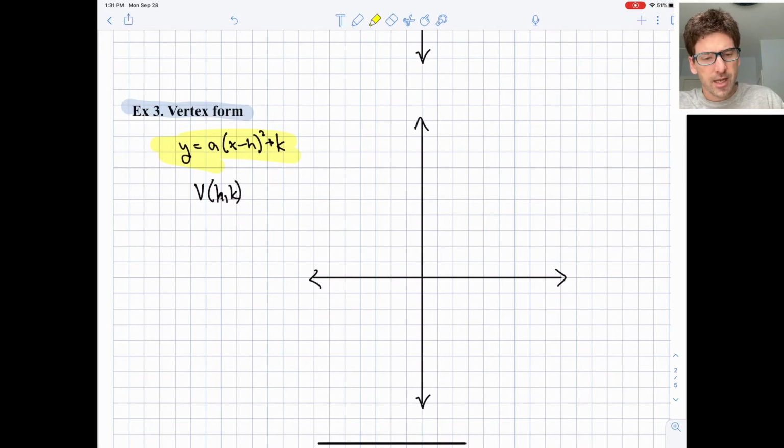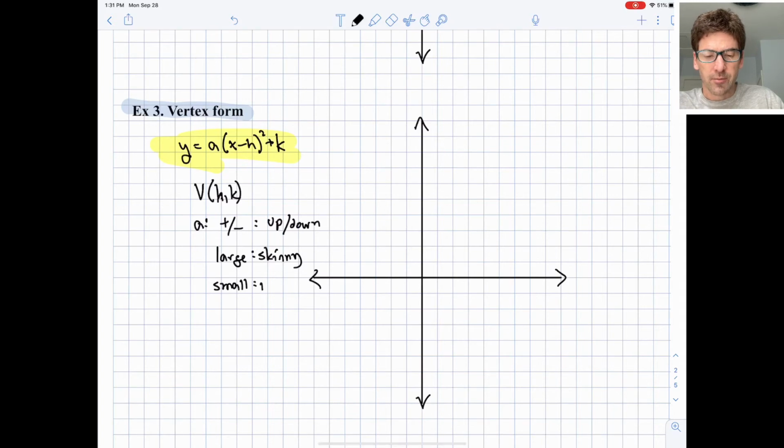Okay, and the a tells us if it's plus, positive, or negative. It tells us if our parabola opens up or down. And if it's large or small, we have a skinny parabola versus a wide parabola. And by large or small, I'm really talking about the absolute value of a. In those cases, the sign of a doesn't matter.